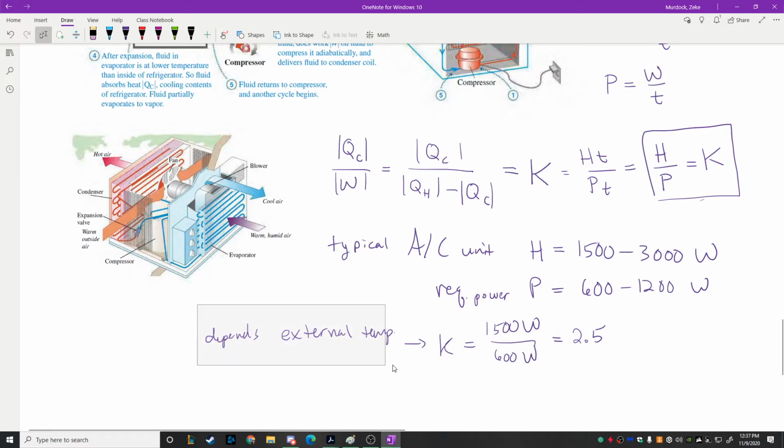That it depends on the external temperature. The air conditioner is going to work a lot better when it's cold outside. In fact, when it's cold enough outside, you don't need the air conditioner. Like today, probably, right? Today, you need a heater. So, there we go.